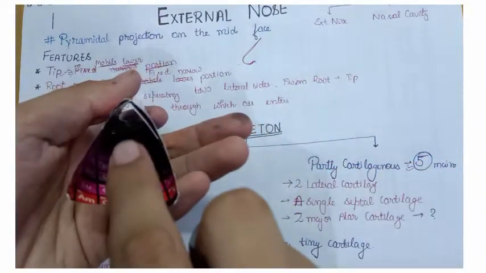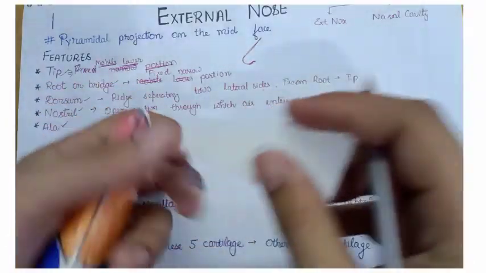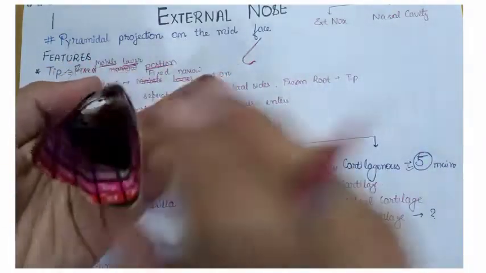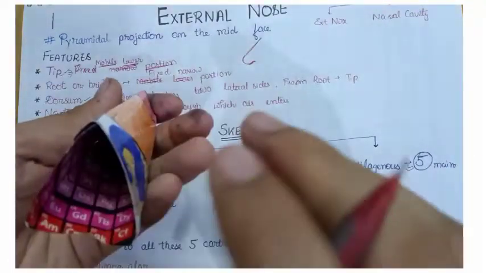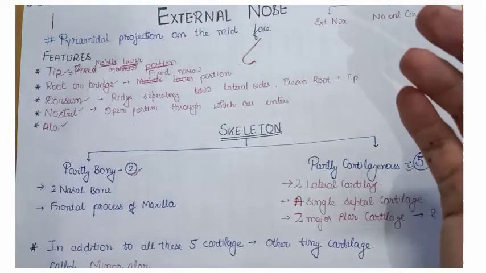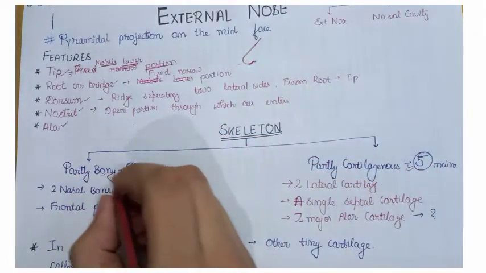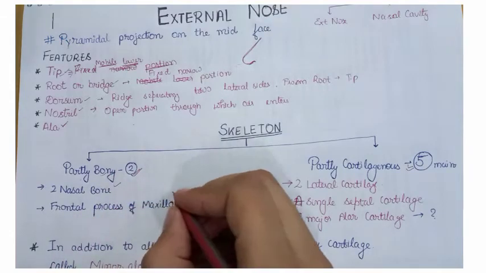So septal cartilage is present in the center portion, but you are not able to see it in this model because it is present more anterior, in the deeper portion. So we have to go through all the names of the skeleton portion. We have 2 bony parts, that is the 2 nasal bones and the frontal process of maxilla.